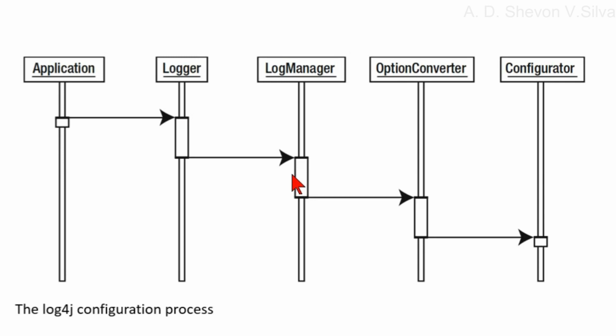The log manager detects the configuration file specified via the command line system properties. It then calls the option converter helper class to parse the information contained in the file. The option converter class instantiates an appropriate configurator class and calls the doConfigure method to complete the configuration process.